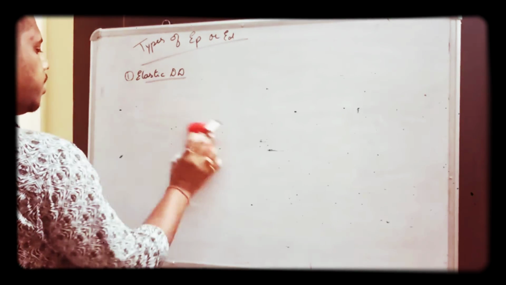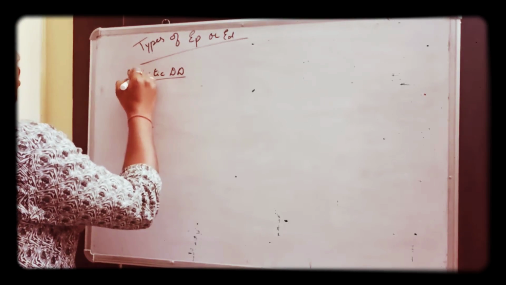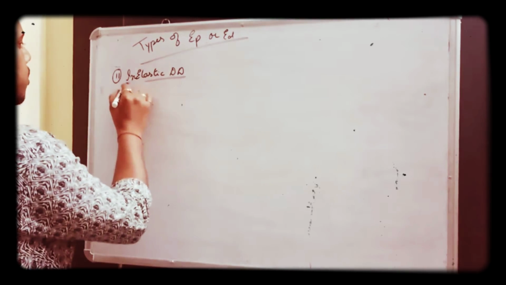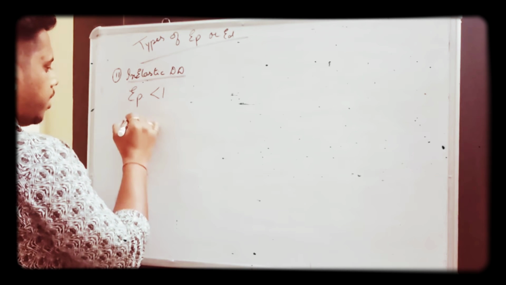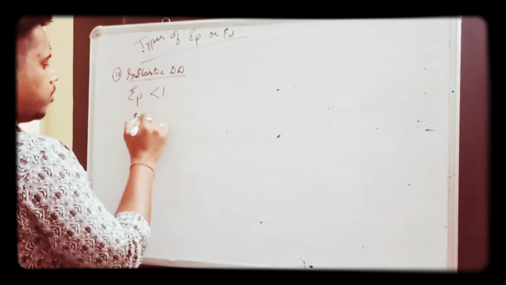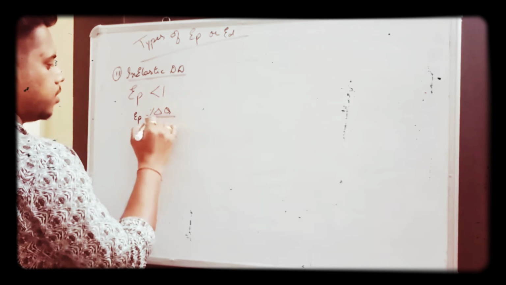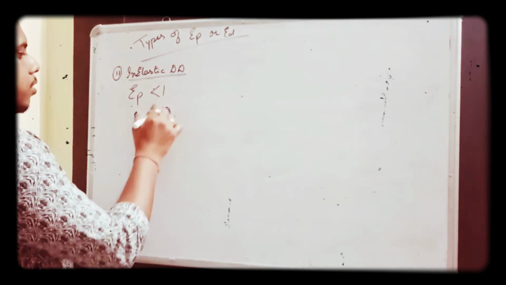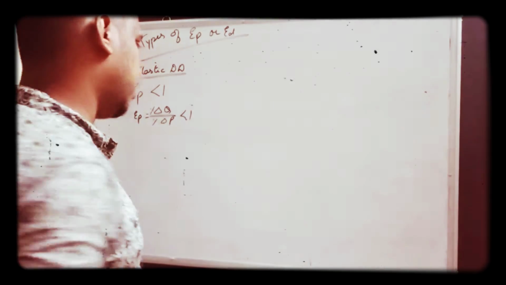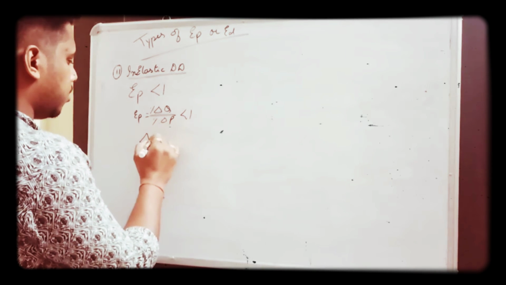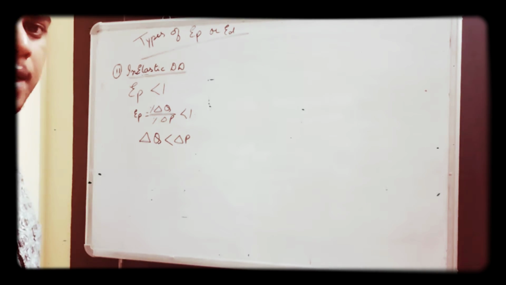Then let us move to the second type. The second type is inelastic demand. In this case, the value of price elasticity is less than 1. Okay, and according to the formula, that is percentage change in quantity divided by percentage change in price, for this ratio to be less than 1, the denominator needs to be greater than the numerator. That means the change in quantity should be less than the change in price. Only then this ratio will be less than 1.